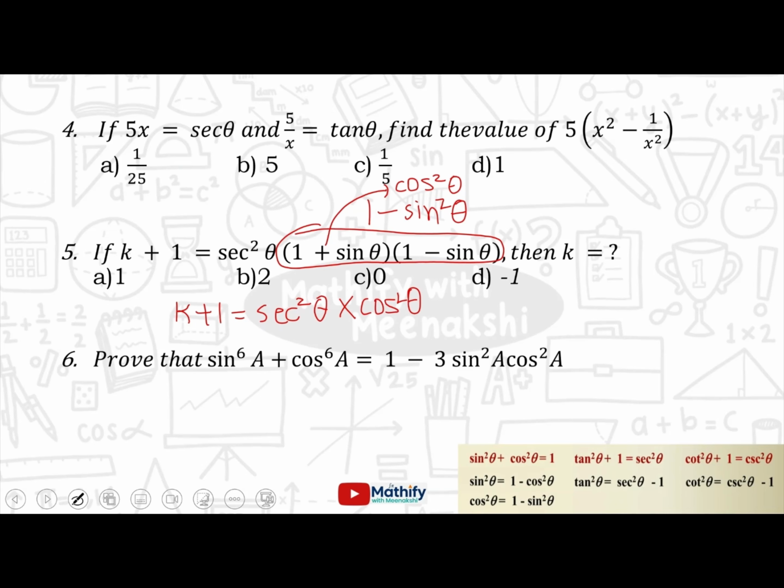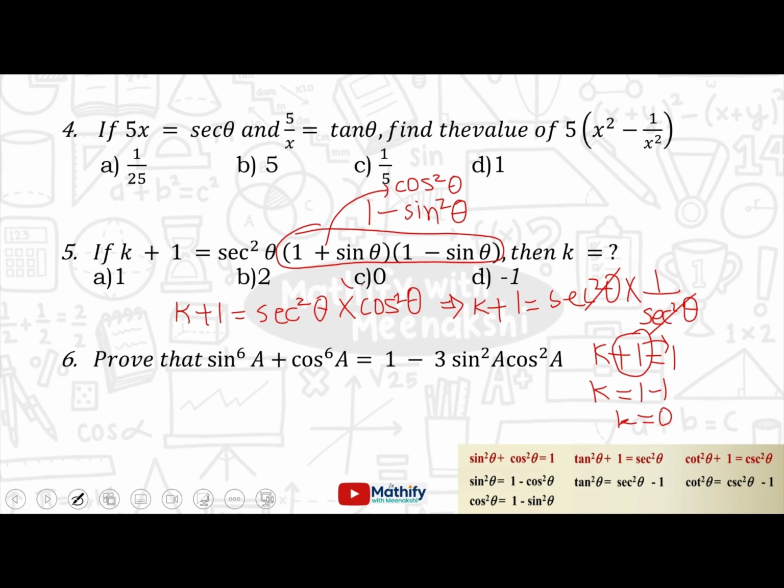And did you realize something? Yes, secant and cos are reciprocals of each other. You can write k plus 1 is equal to sec square theta into 1 by sec square theta. You can cancel this. That means k plus 1 is equal to 1. Just transpose 1 to that side. k is equal to 1 minus 1, that is, your k is 0. Option C. Let's move to the next question.